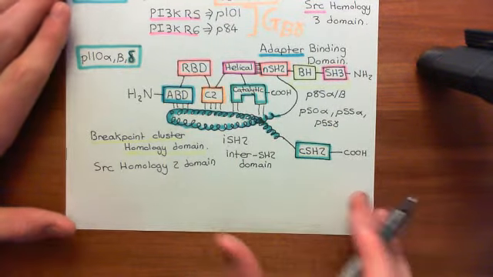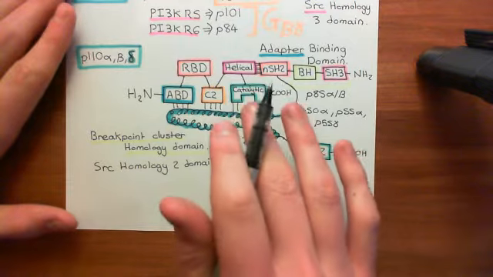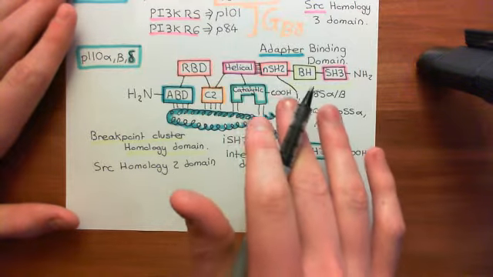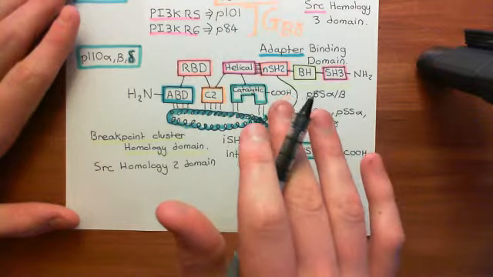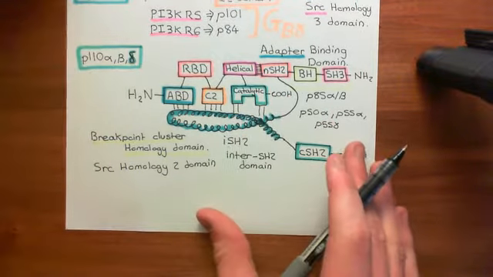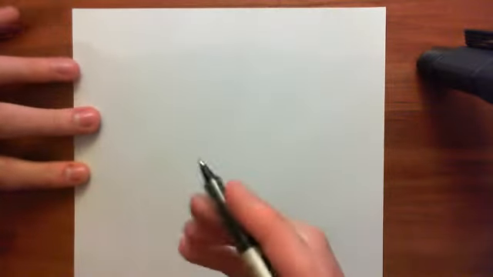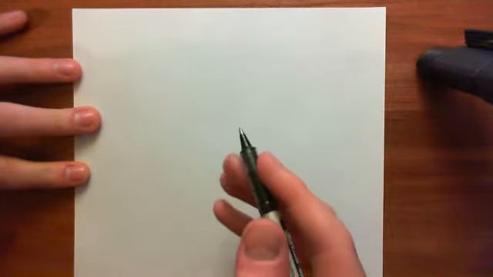Okay, right, so we now want to see how these type 1a PI3 kinase enzymes are going to be activated by receptor tyrosine kinases. Okay, so we're now going to turn our attention to receptor tyrosine kinases and how they are activated and how they are then going to activate the type 1a PI3 kinase enzymes.